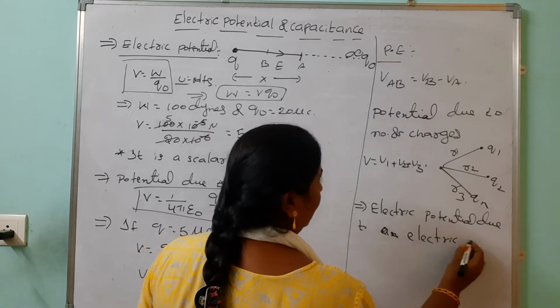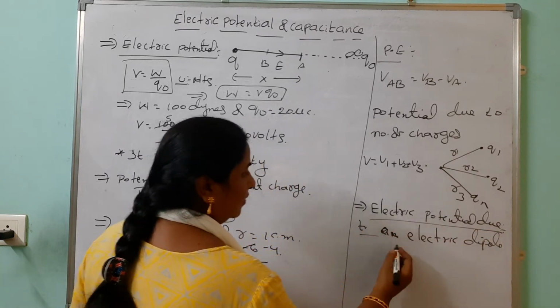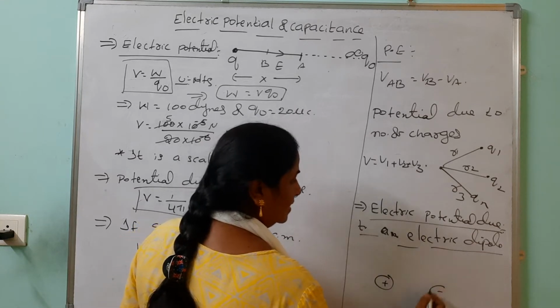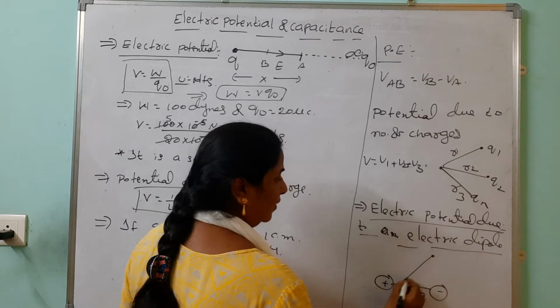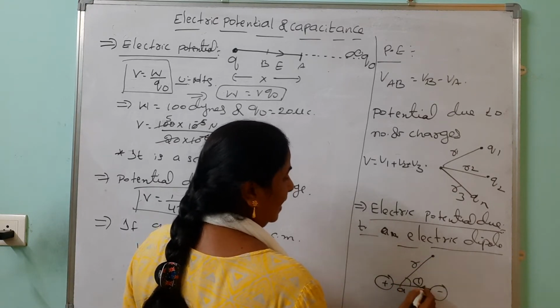An electric dipole. Here we are taking an electric dipole. This is the positive and this is the negative. Here the distance is A. Here we want to find out the potential at a point at distance R, which makes an angle theta.